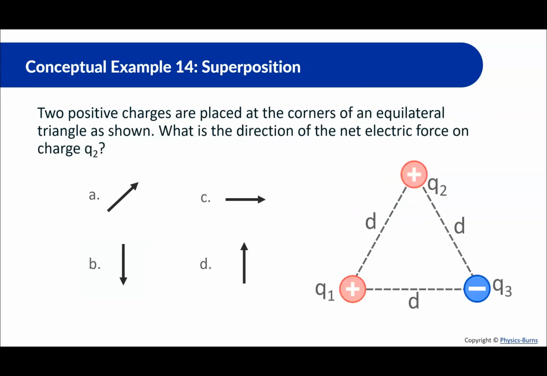All right, two positive charges are placed at the corners of an equilateral triangle as shown. What is the direction of the net electric force on charge Q2? So again, similar kind of question, but different orientation of the positive and negative. So we should know that Q1 is going to be trying to push this Q2 going this way. And Q3 is going to be pulling it towards this way. So the net is going to be a combination of these two, where in this case, in the y direction, it's going to cancel out, so it's going to go directly to the right.